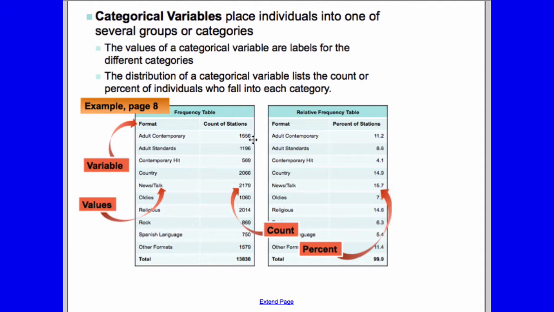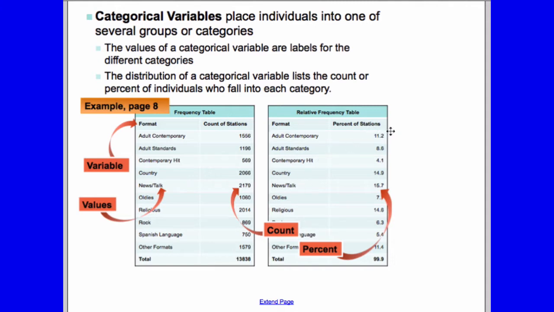And then this is the count of the number of stations as you go down, with a total of 13,838. So what we're going to do is break this down. Here's our variable. It's the format. And then we're going to look at the count of stations. So there's 1,556 adult contemporary out of 13,838.